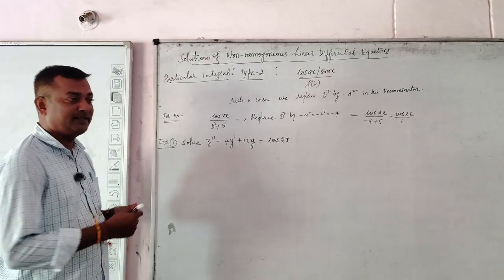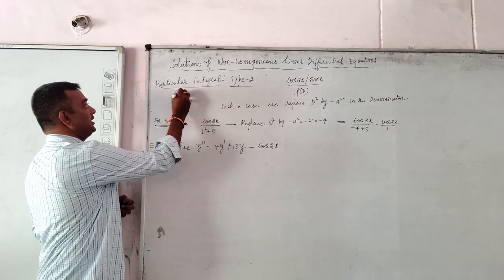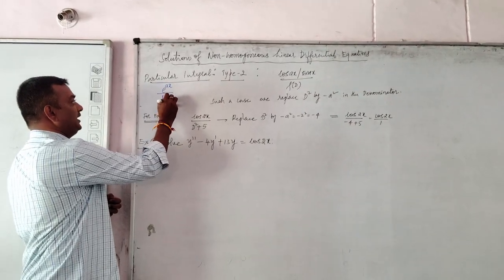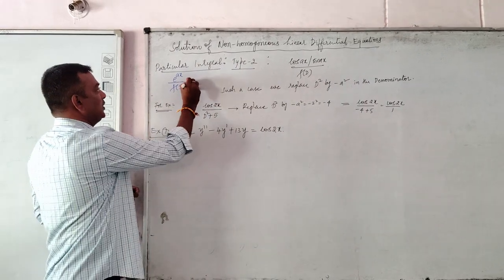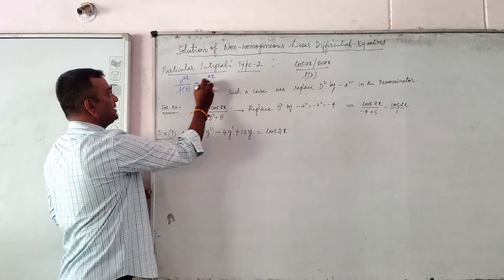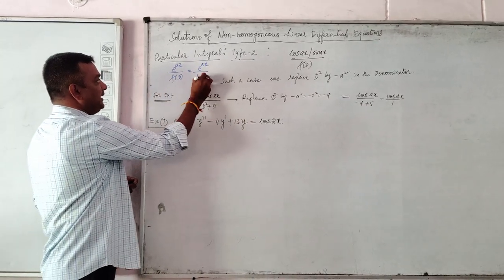What is the type 1 example? Type 1 means in the numerator you have an exponential term divided by a function of D. In such a case, what we are doing is we keep e raised to ax as it is and we replace the denominator D by a.